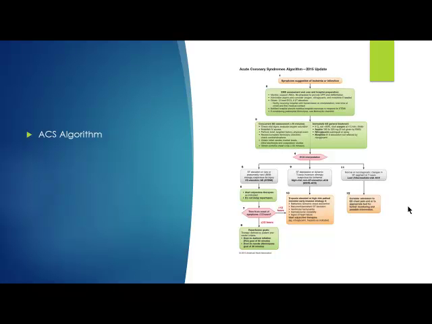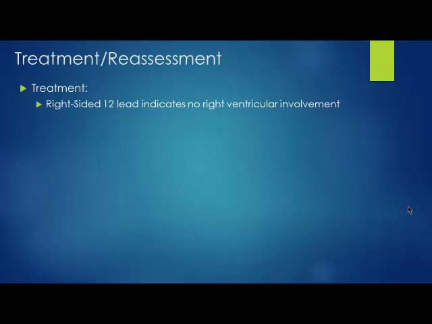Alright, what's also essential about this that you need to do, just like you did with the CVA, a STEMI check sheet, right? And we also need to do what with that 12 lead? We need to transmit that 12 lead. We need to make sure they get it, and we need to get with the hospital.